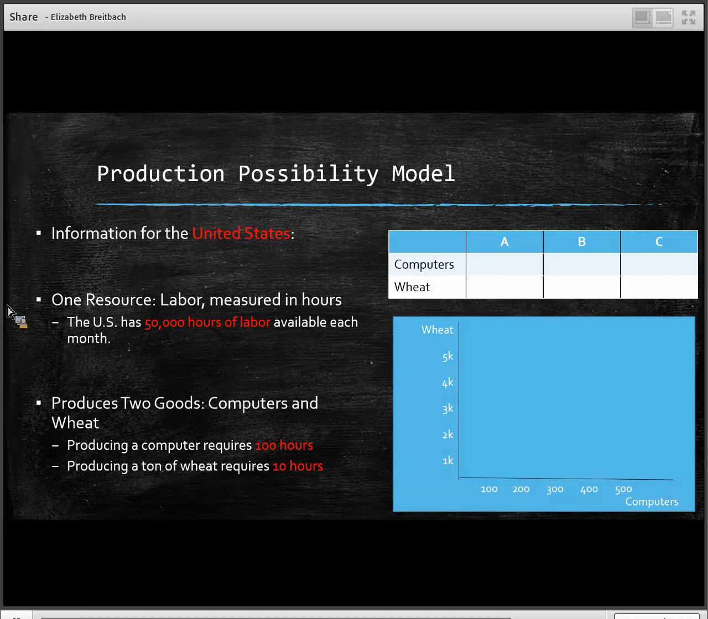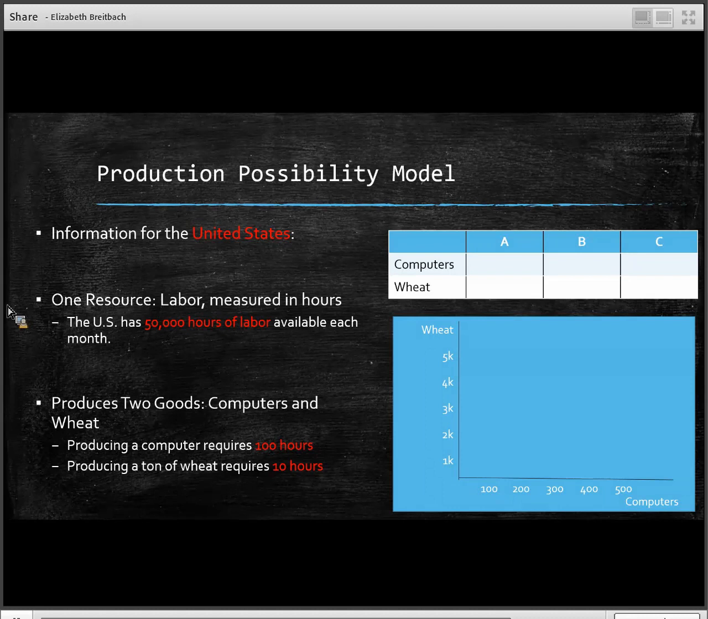And the one piece that's really important, really relevant to us, is the 50,000 hours of labor available each month to our economy. And so we're going to use those 50,000 hours of labor to produce two goods, our final assumption for our production possibility frontier. In our example, we're going to look at computers and wheat. And so producing one computer requires 100 hours of labor. Producing 1 ton of wheat requires 10 hours of labor. So we can start to get at, okay, how much labor are we going to contribute to computers versus wheat, and then determine, okay, with those allocations of labor hours, how much can we produce?